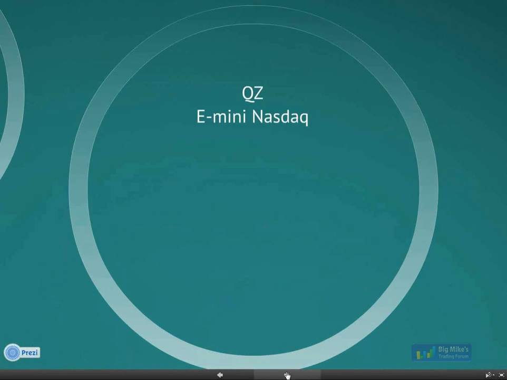QZ is E-mini NASDAQ, about 50,000 to 70,000 open interest, only 3,000 to 5,000 trades daily. It does have decent return on investment, but just not as many trades there as the ES contract.